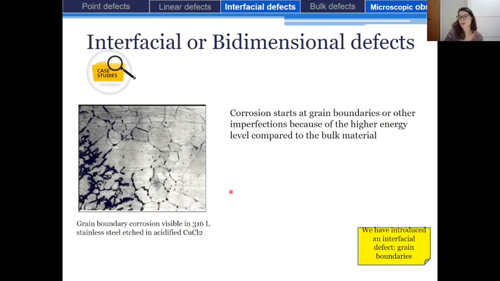In a general way, corrosion starts at grain boundaries or other imperfections because of the higher energy level compared to the bulk material. So here we have introduced an interfacial defect, which is grain boundaries, but we are going to see that different interfacial defects exist. So we are going to list all of them.